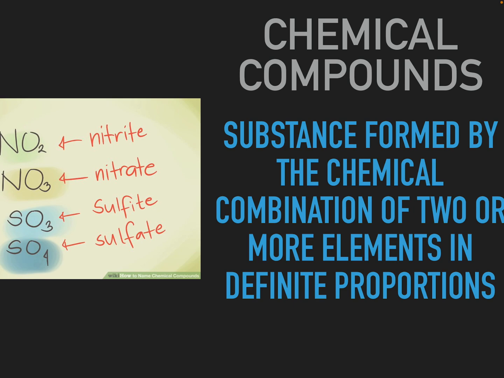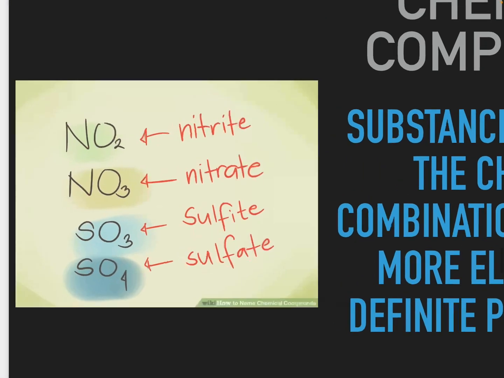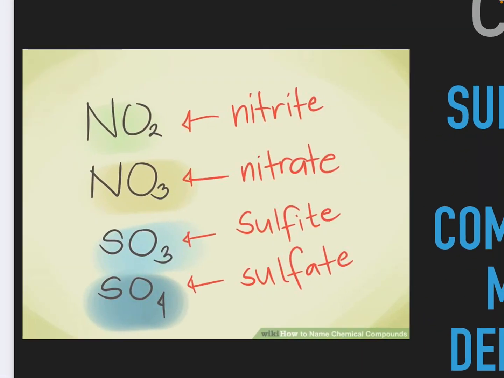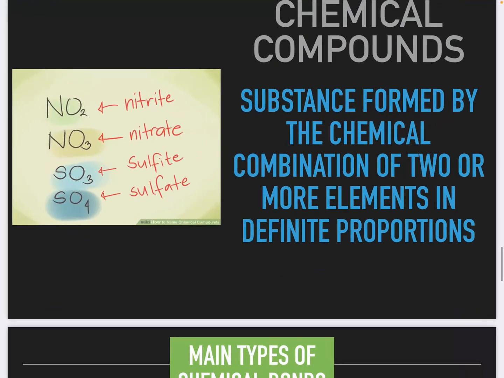Now, atoms combine to make compounds. A chemical compound is a substance that's formed by the chemical bonding or chemical combination of 2 or more elements. For example, 1 nitrogen and 2 oxygen makes nitrite. 1 nitrogen and 3 oxygen makes nitrate. 1 sulfur and 3 oxygen makes sulfite. And 1 sulfur and 4 oxygen makes sulfate.